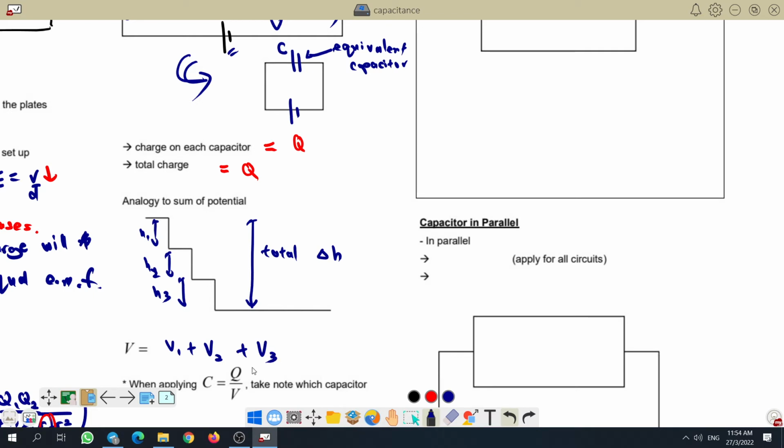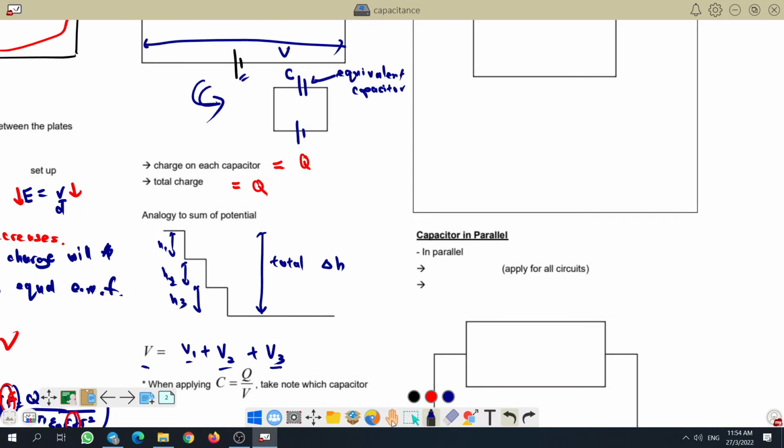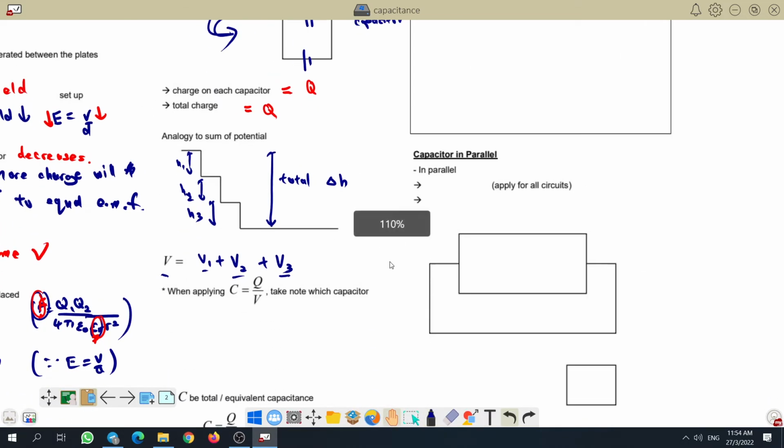But if you understand what V is, what was V? Work done to bring the charge from point A to point B. It's work done, total work done, or total energy supplied. Of course it needs to be added, if it is in series. If parallel, it's another story.